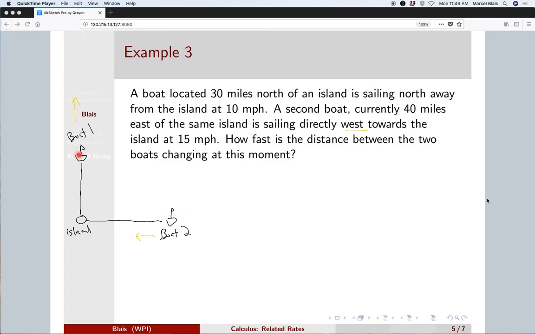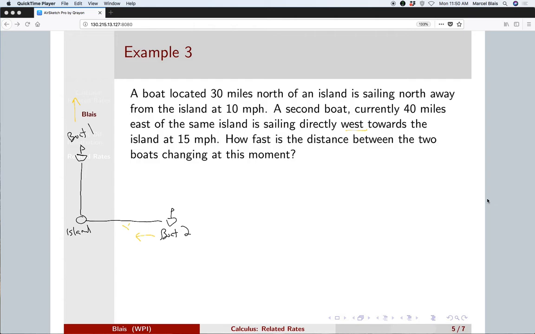You might think of this as a question you'd be interested in if, say, the 2 of them were in contact by radio or walkie-talkie or something, and if they're too far apart, they lose the ability to communicate with one another. Well, it looks like we have kind of a natural setup here.